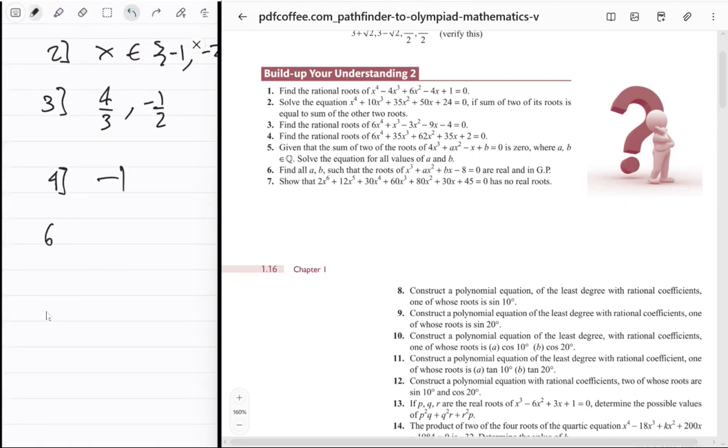Okay, it's the fifth question, not the sixth question. Given that the sum of two of the roots of this thing is 0, where a, b belong to rational numbers, solve the equation for all values of a and b. Sum of two of the roots of this thing is 0. What? The other root will just be negative a upon 4 in that case, right? a, b belong to rational numbers. Solve the equation for all values.